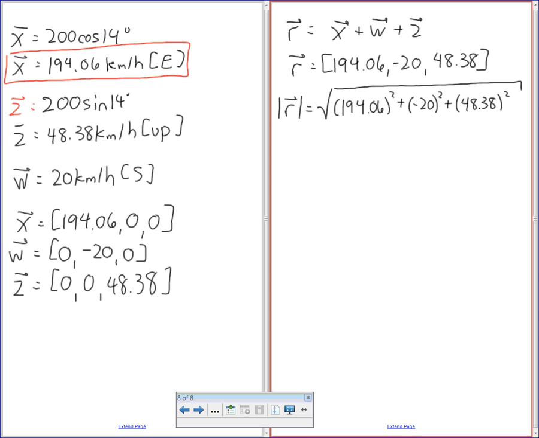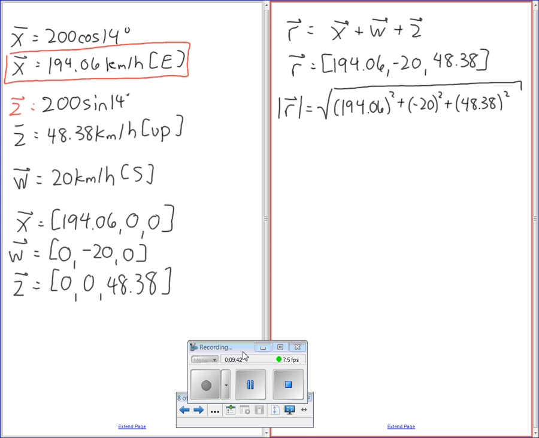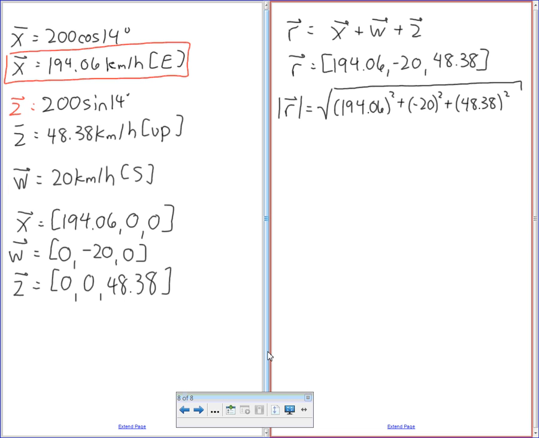All right, 194.06 squared is a big number. -20 squared is 400. I can do that one. 48's a big number too. Am I recording this, by the way? Yes, I am. 200.99. Yeah. 201, we'll call it. 201.00. So this would be the ground velocity.